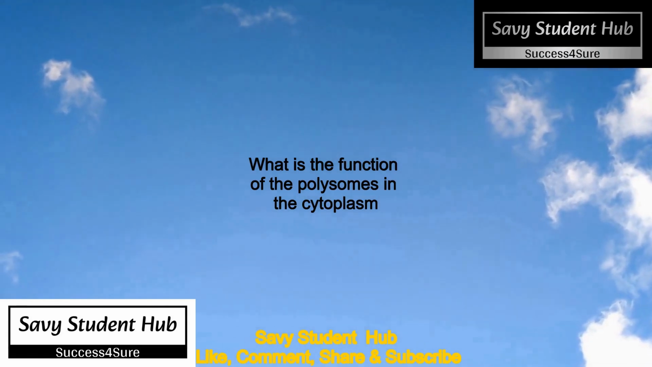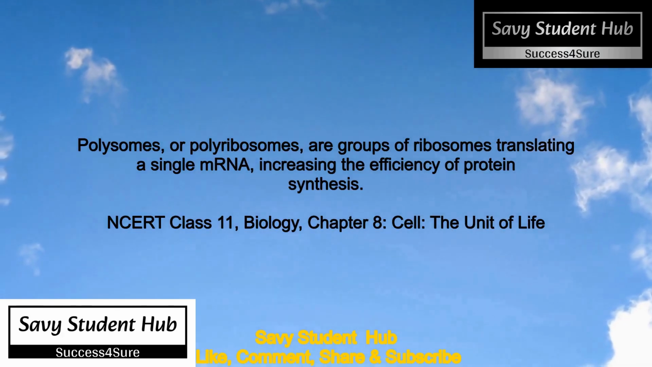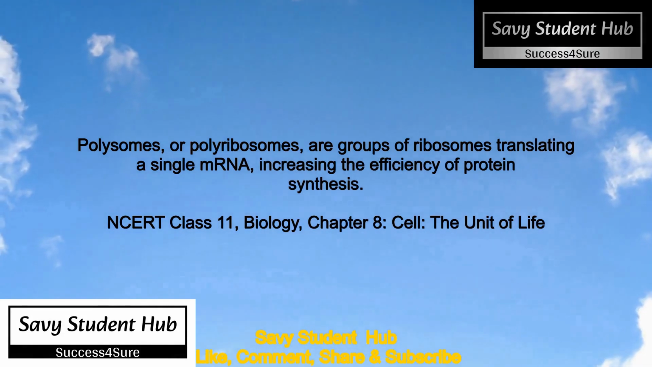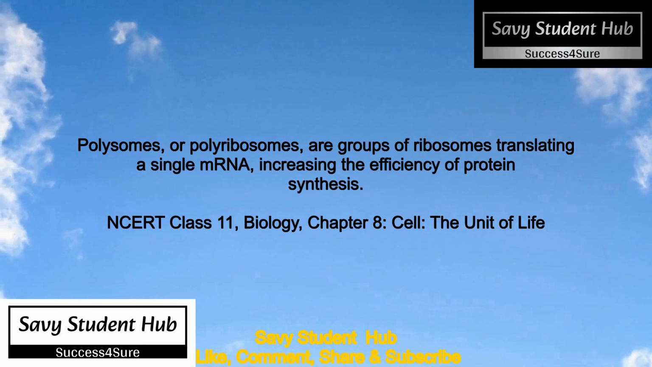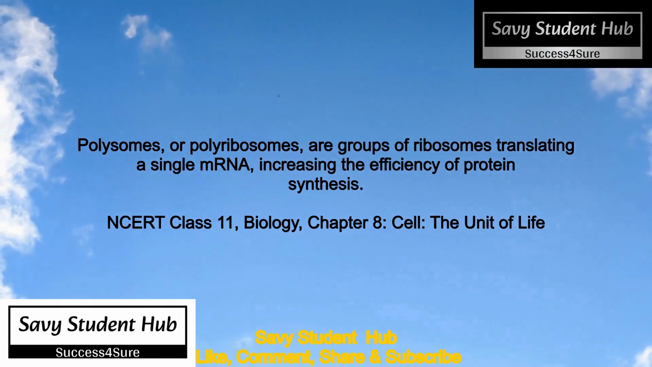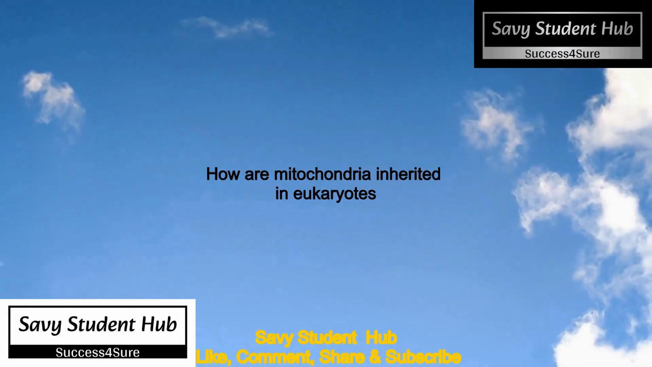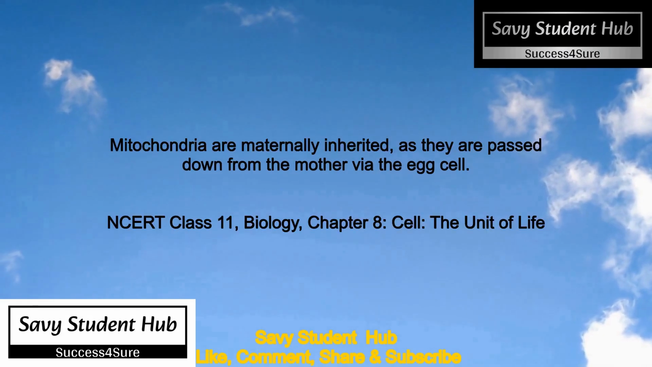Polysomes, or polyribosomes, are groups of ribosomes translating a single mRNA, increasing the efficiency of protein synthesis. How are mitochondria inherited in eukaryotes?